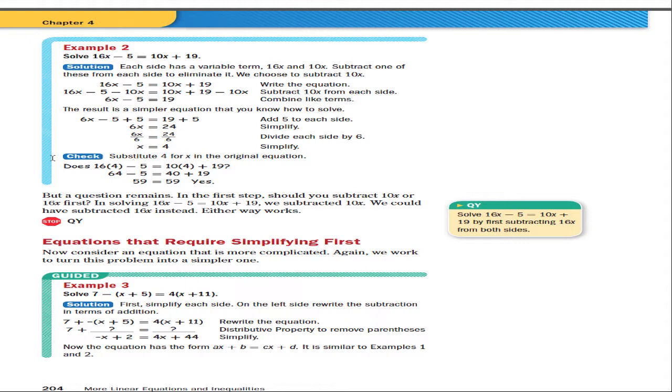We check our solutions. Why wouldn't you check? You can verify whether you got it right or wrong. Plug your result into the original equation and solve it and see whether it works out.